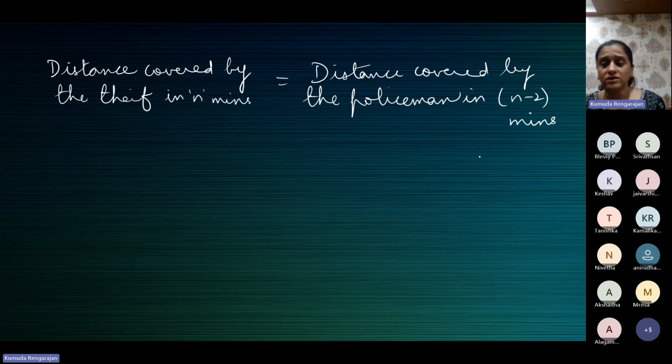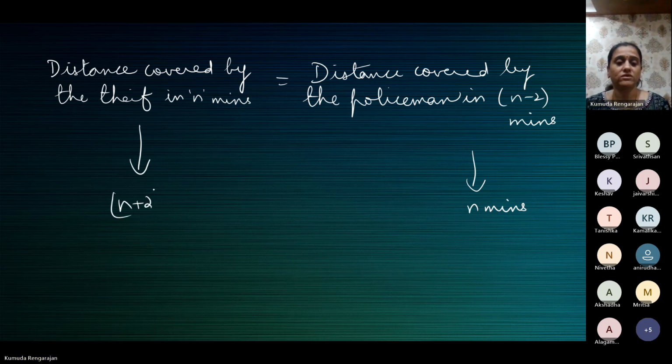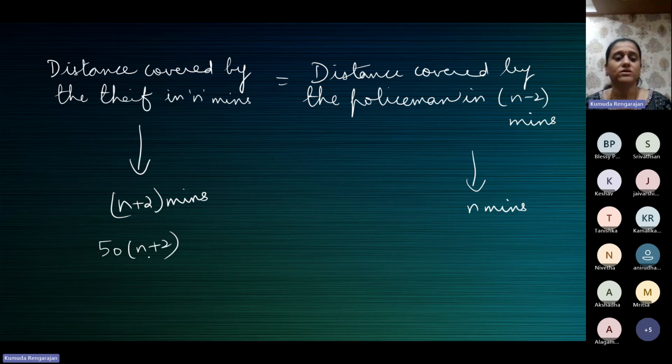I told you you can also take this one as n minutes and this one as n plus 2 minutes. Thief runs 2 minutes extra. So you can also do this. Then the distance covered by the thief will be, he runs at a uniform speed, no? So 50 into n plus 2, because you will have 50 plus 50 plus 50, n plus 2 times. And for the policeman, n terms: 60, 65, 70, 75, n terms. So n by 2, 2a plus n minus 1 into d, and equate.